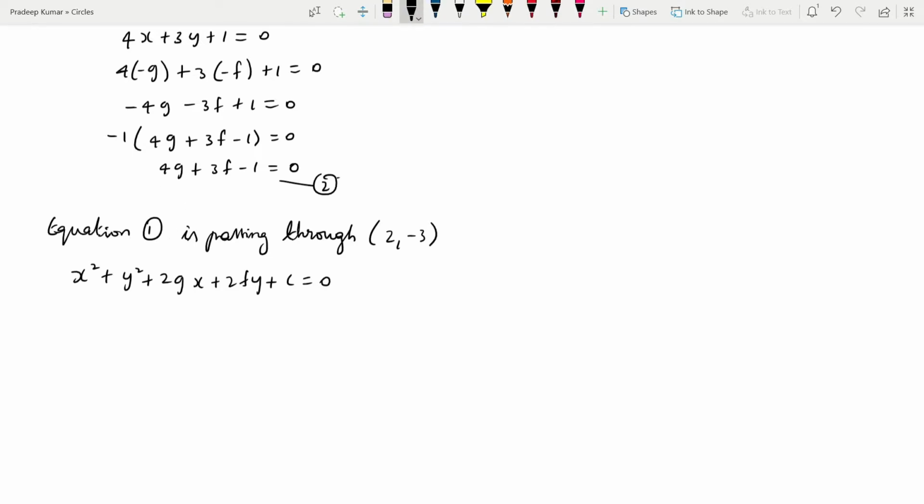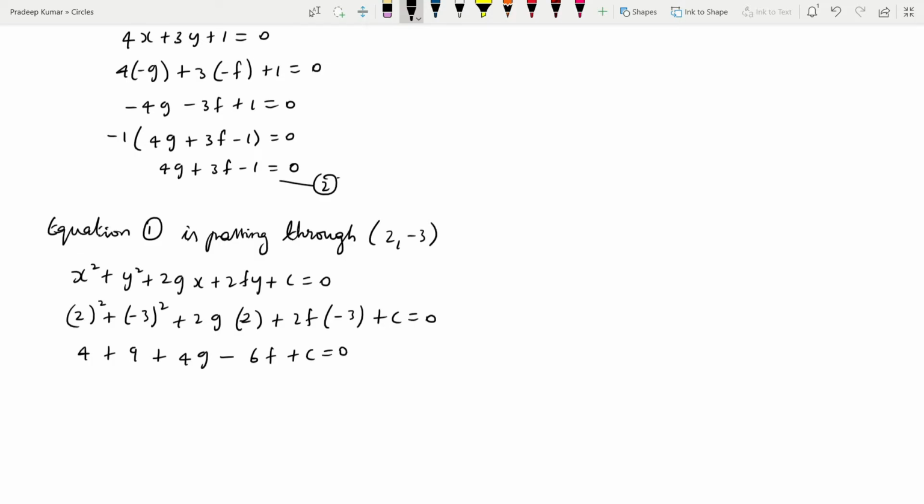So in the place of x, I can write 2, and in the place of y, -3. So plus 2 into g, x is 2, and y is -3, plus c = 0. So we'll be getting 4 + 9 + 4g, and then 2 times -3 is -6f, plus c = 0. So now let's solve this further. We'll write in sequence 4g - 6f + c + 9 + 4, which is 13, equal to 0. So let's say this is equation number 3.